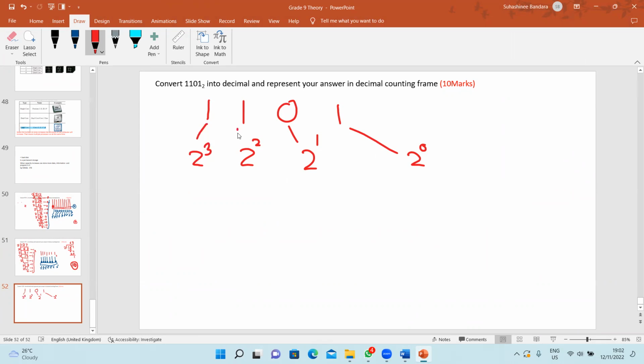Okay. Then here, 2 to the power 0. Andrew, what is the value of 2 to the power 0? 1. Very good. 2 to the power 0 is 1. Then 10 to the power 0, Andrew?